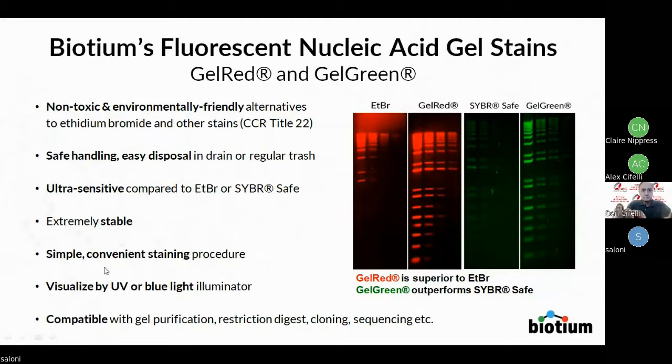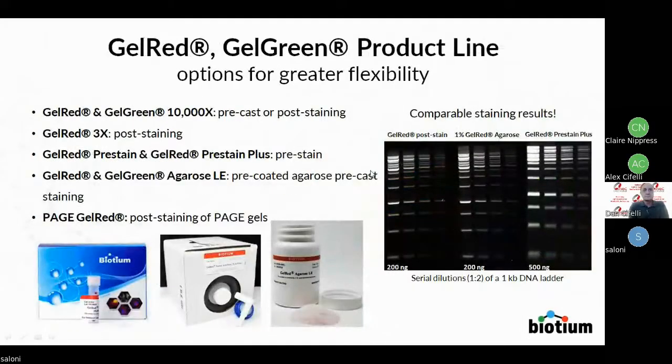The staining procedure is extremely simple. It's convenient. You can do precast staining, like you would for ethidium bromide, or post-staining. And the gels can be visualized either using a UV transilluminator, which most labs have, the ones that are using ethidium bromide, or for labs wanting to not use UV, they can also be imaged on a blue light illuminator. And for downstream applications, both dyes, GelRed and GelGreen, are compatible with gel purification, restriction digestion, cloning, or sequencing.